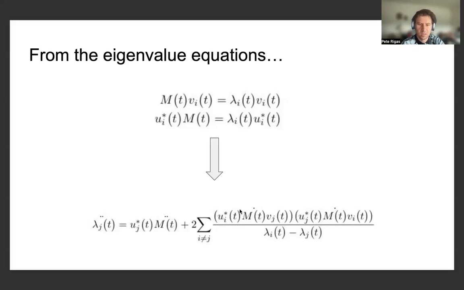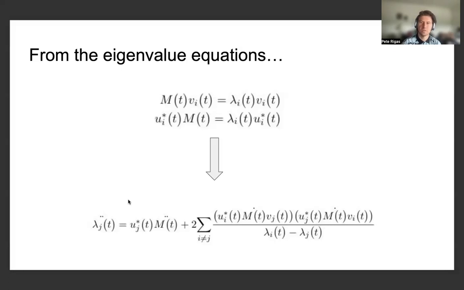And besides the terms that are included in this summation over i not equal to j, we also have another term which precedes this in the summation, which is proportional to the second time derivative of the real matrix M of t, as well as u star j of t. So we introduce this expression and briefly draw the attention of the viewer to the method used to obtain the second time derivative of the eigenvalue lambda j of t, because this is going to be the formula that we're going to be fitting different terms to for various systems of interest in physics.